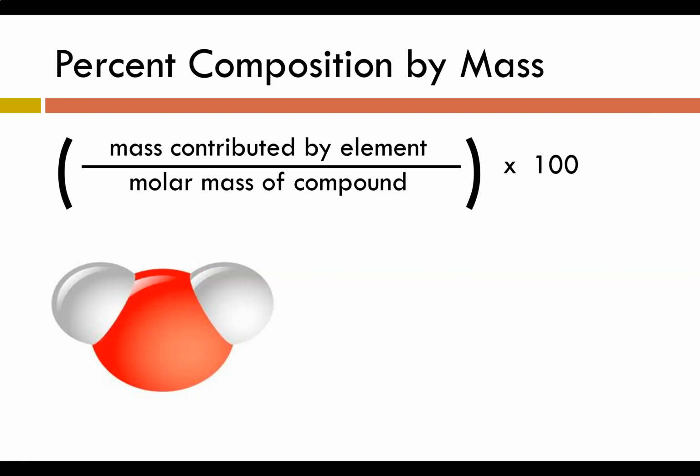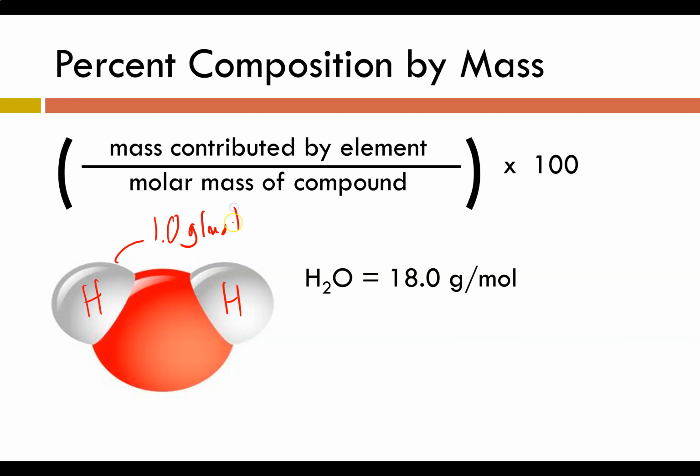If I want to know the percent composition by mass of hydrogen in a water molecule, I need to know the molecule's molar mass. We calculated that already. H2O has a molar mass of 18.0 grams per mole. I know that each of the hydrogens has a molar mass of 1 gram per mole, and there are 2 of those, so we'll multiply by 2. So the total mass contributed by the element hydrogen is 2 grams per mole. I know the molar mass of the compound is 18 grams per mole, so I just divide 2 by 18, multiply by 100.